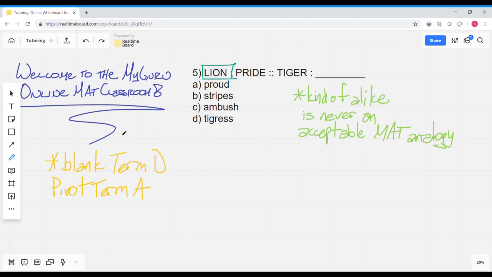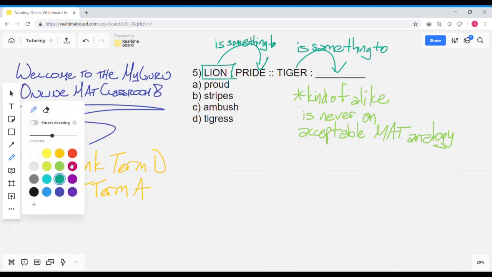So pride, you may be looking at that and going, well, does a lion have pride? Maybe, potentially, but it's going to have to be the relationship of a lion is something to, and you need to consider that tiger is the same thing to whatever the blank is. So we can eliminate based on this logic before we even deal with the classification.